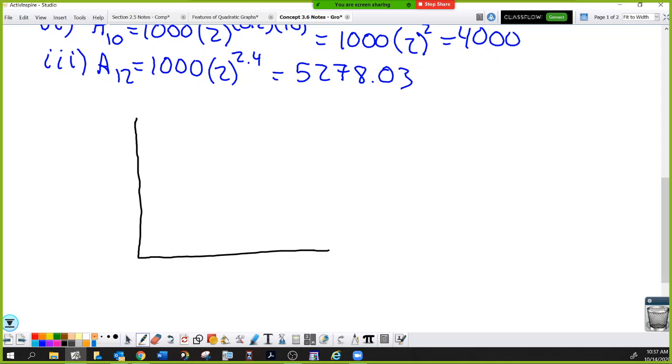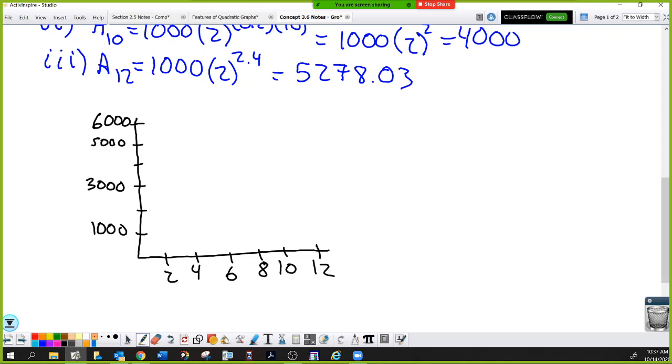So what do we do? 2, 4, 6, 8, 10, 12, I should say. I can count. And my y values. The smallest one was 1,000, and the biggest one was over 5,000. So I'm going to go by thousands and just go to 6,000. 1, 2, 3, 4, 5, 6,000. Whatever. You could fill them all in if you want to. Screw it, I'll just put them all in there.